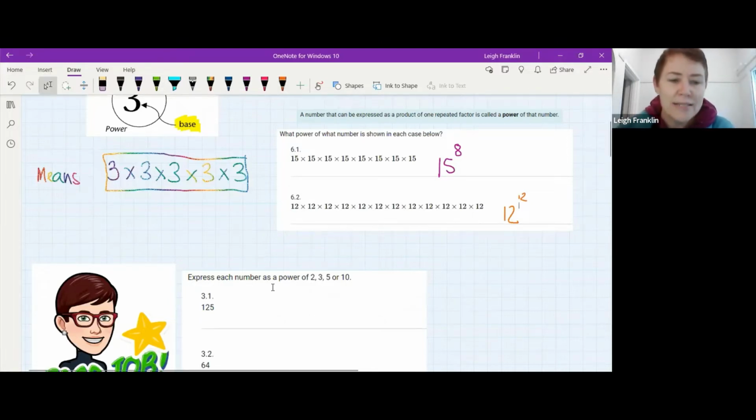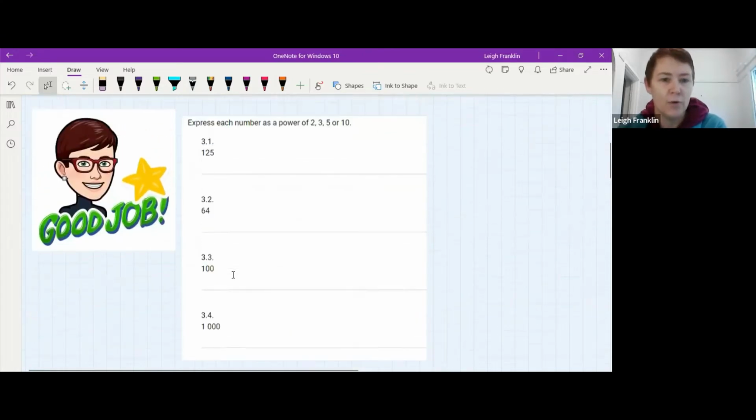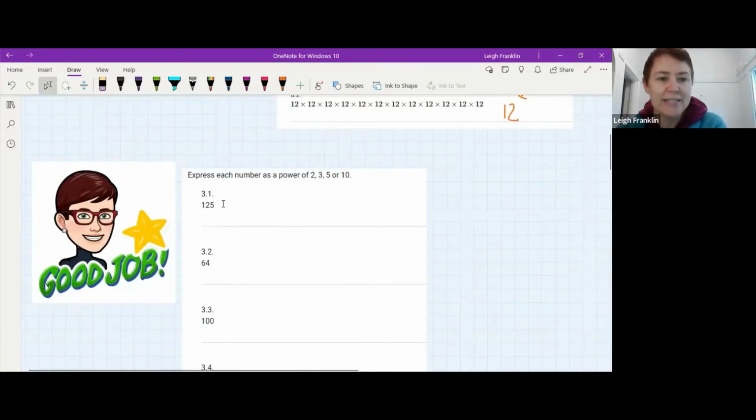Good. Now, some numbers can be written as a power of 2 or 3 or 5 or 10. So in this particular case, I'm going to take 125. Can I write that as 2 to the power of something? Is it possible for me to do that with 125? Motiban, what do you think?